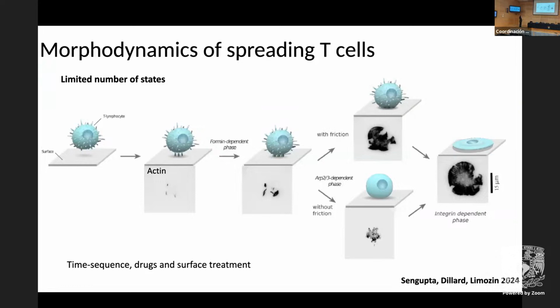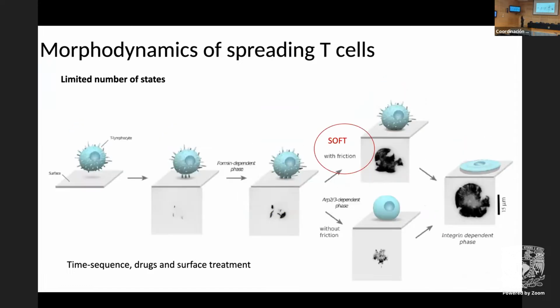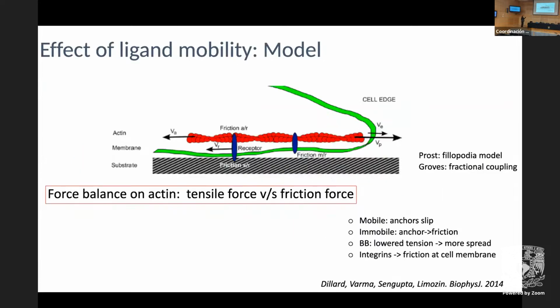If there is friction, meaning that the linkers are stuck, then the cell is able to spread. If the linkers are mobile, then the cells are not able to spread. If I put integrin, the cells are always able to spread, stuck or not. So all this, and on soft, as Pierre showed, we are always in this regime without integrins and in this regime with integrins. I think I will skip this because Pierre explained this model. We can understand cell spreading with the help of this model where there is an actin pushing on the edge of the cell and helping the cell to spread.